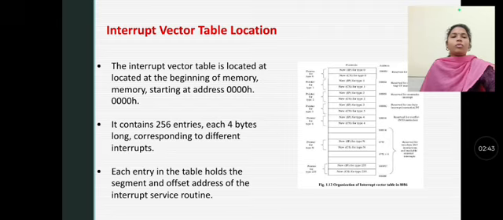Interrupt vector table location. First one, the interrupt vector table is located at the beginning of memory, starting at address 0000H. Second one, it contains 256 entries, each 4 bytes long, corresponding to different interrupts. Each entry in the table holds the segment and offset address of the interrupt service routine.